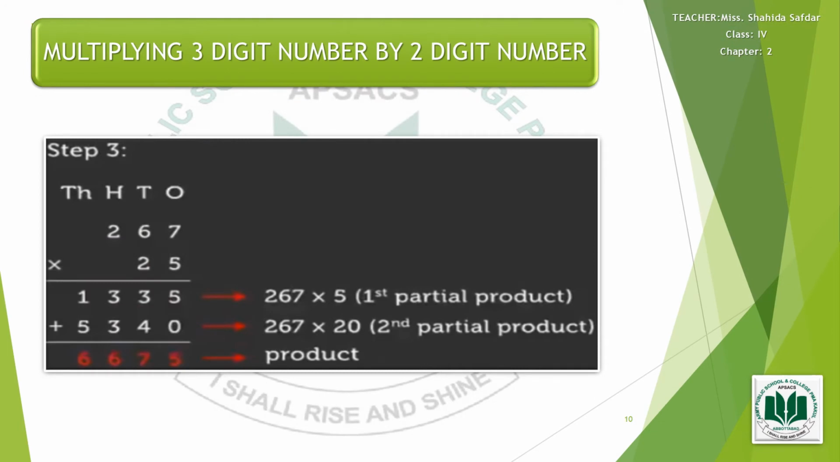In step 3, we will add both the partial products. That is first partial product, 1335, and second partial product, 5340, and the answer becomes: 5 plus 0 is 5, 3 plus 4 is 7, 3 plus 3 is 6, and 1 plus 5 is 6. So our product is 6675.